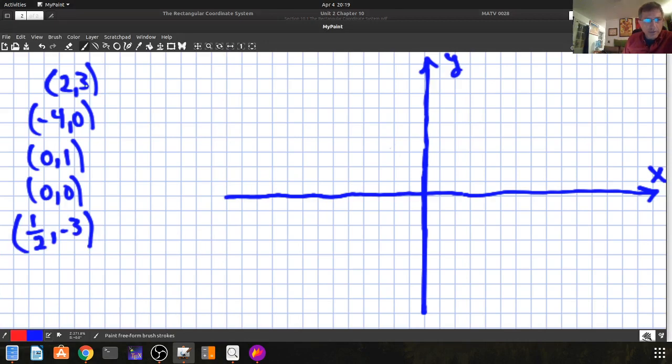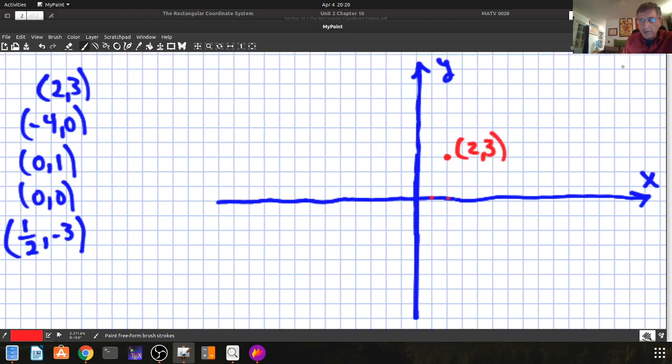So let's plot 2, 3. So let's go over 1, 2, and up 3. 1, 2, 3. So right there is the point 2, 3. And this is in quadrant 1. Just a reminder, this is 1. This is 2. This is 3. And this is 4. So this is in quadrant 1.